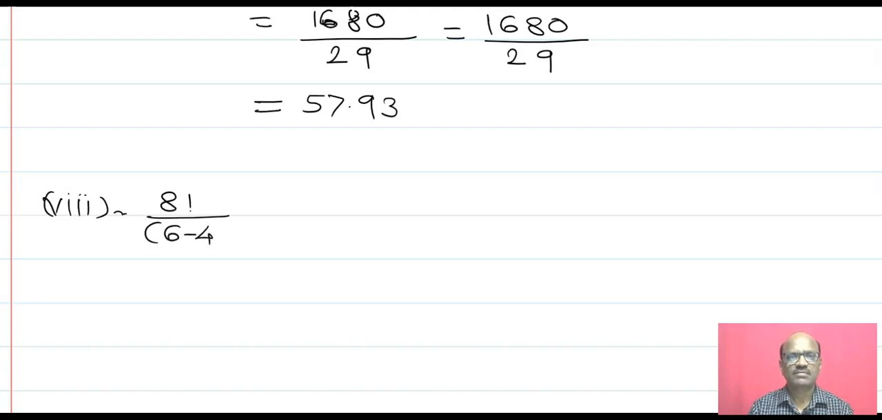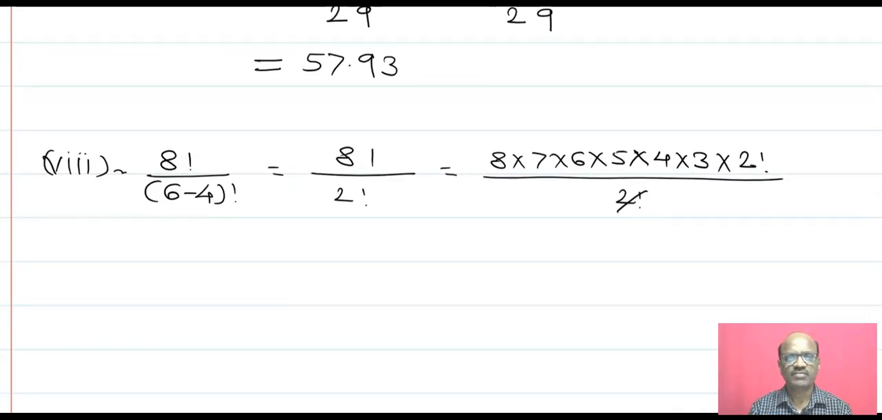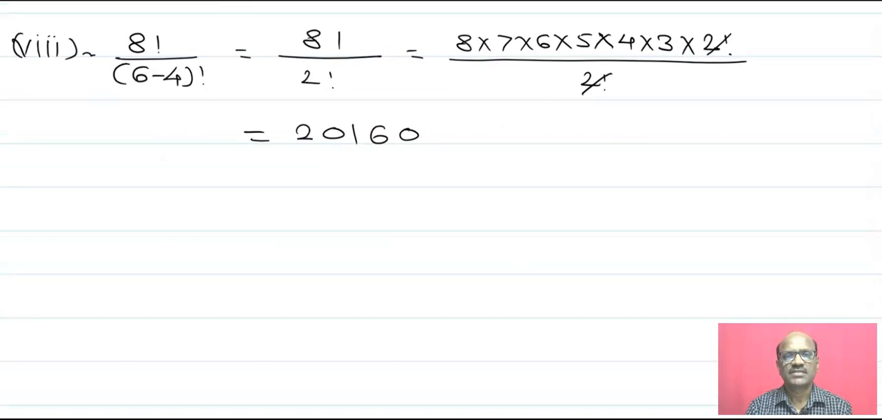7th one, 8 factorial upon 6 minus 4 factorial is equals to 8 factorial upon 2 factorial. 8 factorial can be written as 8 into 7 into 6 into 5 into 4 into 3 into 2 upon 2 factorial. We can extend it to 2 factorial, the numerator and denominator get cancelled. Therefore, you will get 20,160. This is only the simple calculation when the factorial numbers are given.